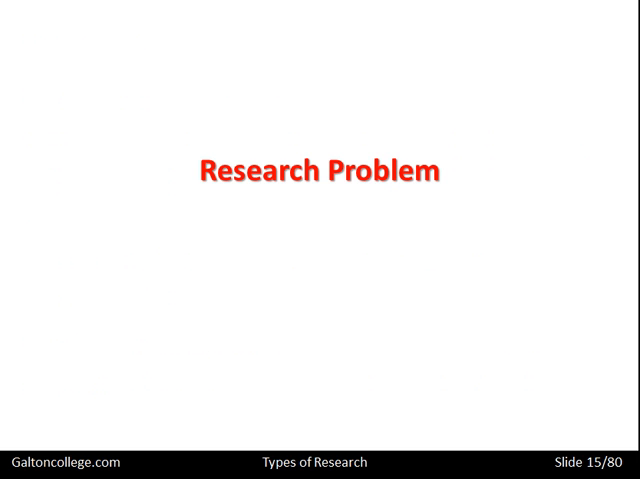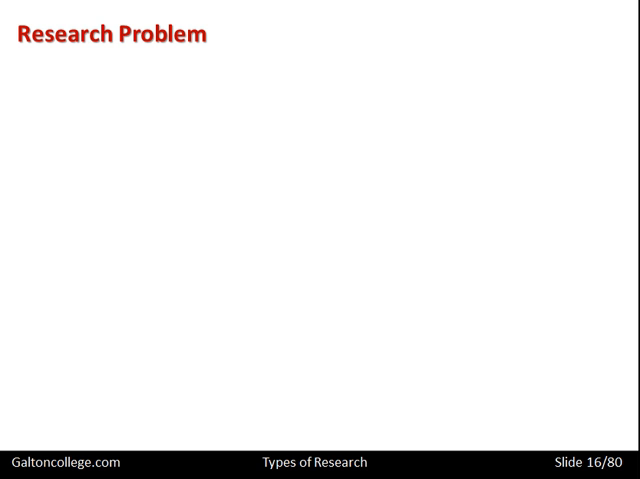Now let's talk about the research problem. The research problem is sometimes we don't have a good methodology. A methodology is method. So we need to have a good method of research. And sometimes we don't have that. Sometimes we don't have the resources to finance it, or we don't have the know-how to do it.